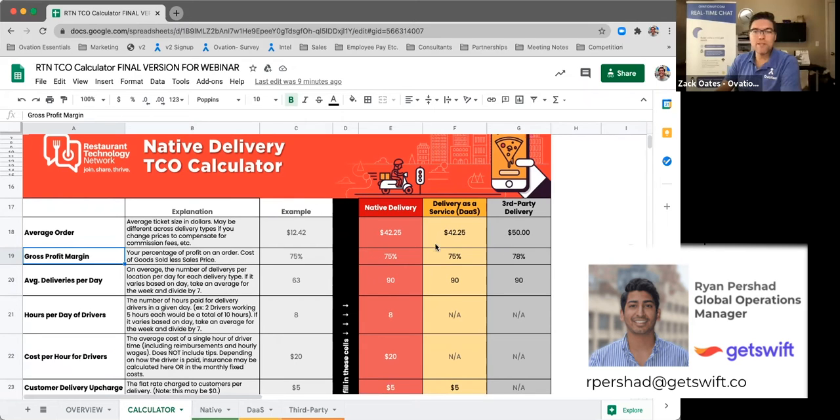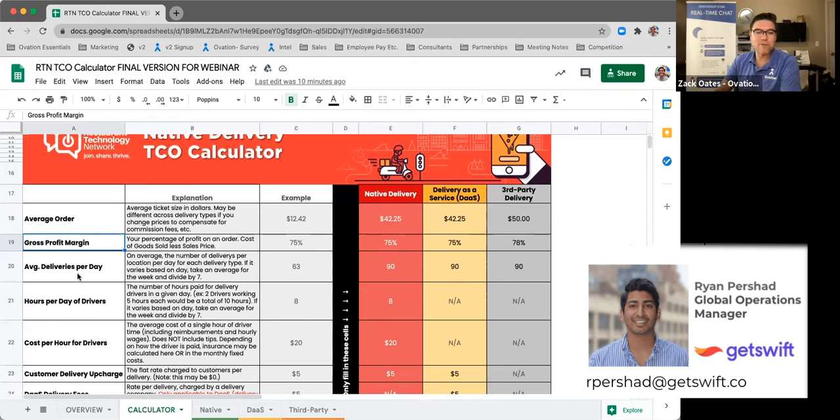One thing to note is it is important to make sure that the number values stay the same. This should always come out to be a percent. If it's not a percent, it will break the calculator. So if it's $1, keep it $1. If it's a percent, keep it a percent. Hence the examples over here to make sure that we're tracking that. Average deliveries per day, pretty self-explanatory.